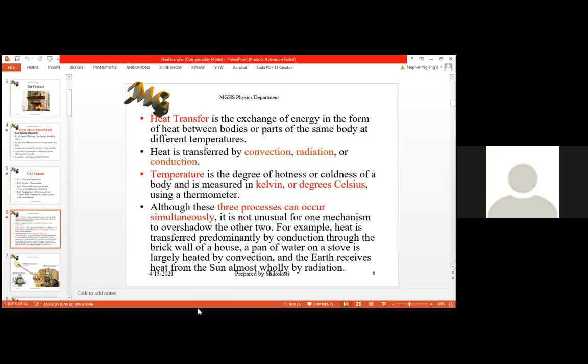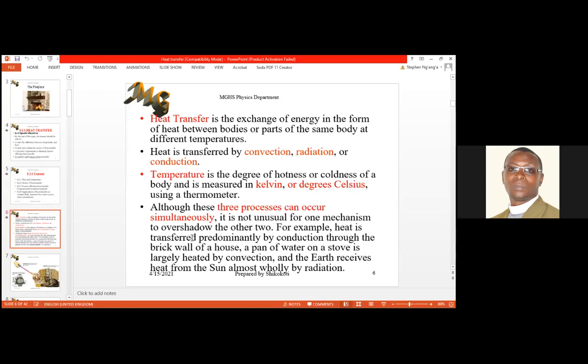What is temperature? Temperature is the degree of hotness or coldness of a body. And of course, it's measured in kelvins. The SI unit is the Kelvin. It's also measured in degrees Celsius, but the SI unit is Kelvin, yeah?